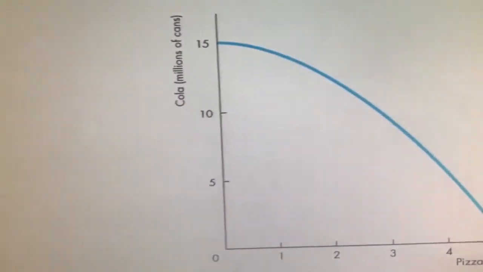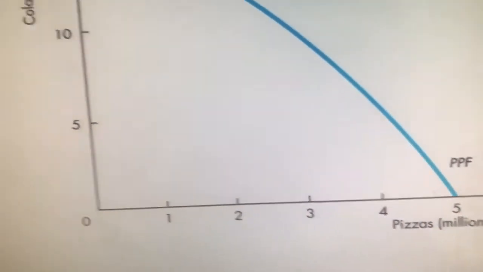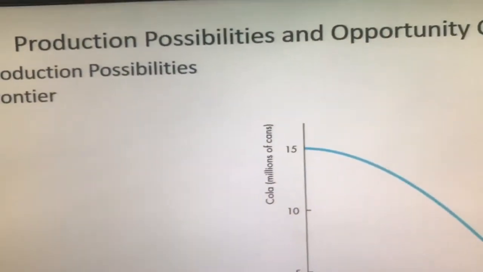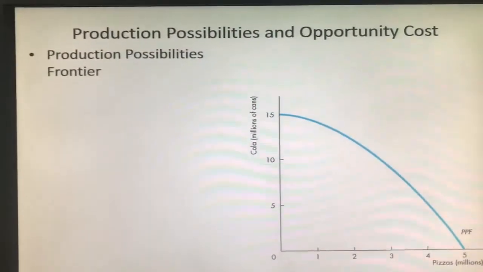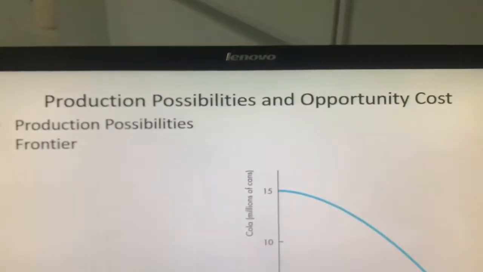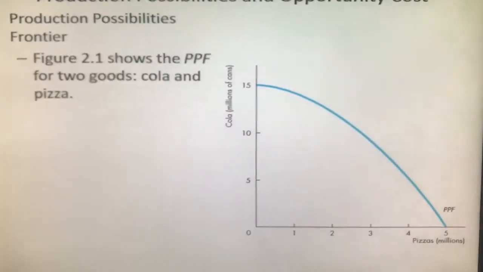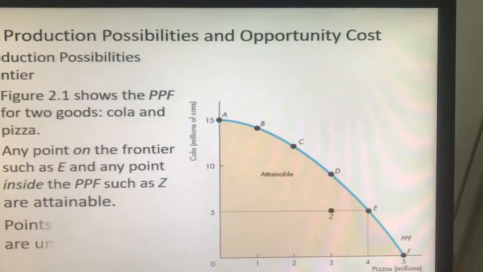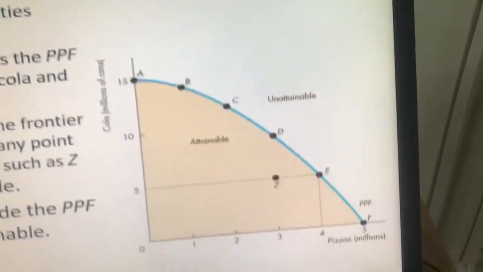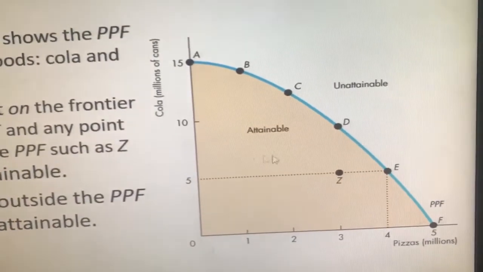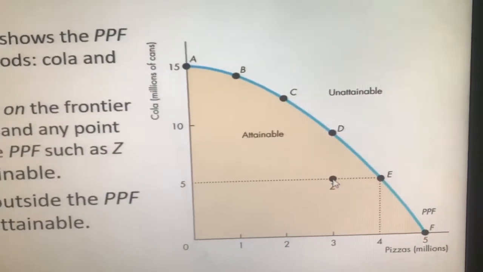As you see, we put pizza on the horizontal axis, and we put cola on the vertical axis. So what is the shape of the curve? You see, this is the shape of the curve, and this is what we call the production possibility curve. In this curve, we can say we have 3 areas. The first area here, we call it attainable, which means we can produce it, like point Z. We can produce it, yes.